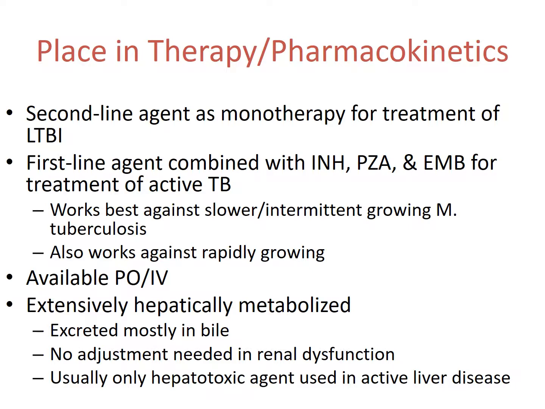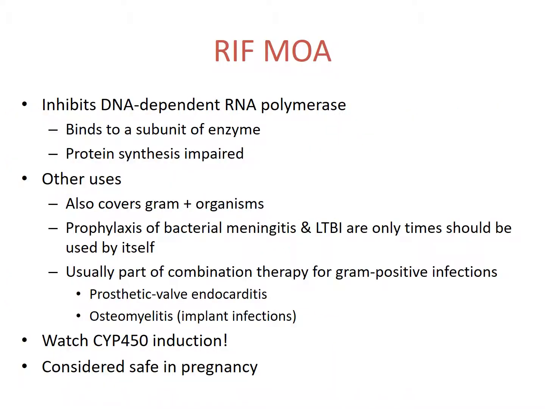The second line agent basically is considered to be rifampin, pyrazinamide, ethambutol for slower intermittent growing, and they're extensively hepatically metabolized, and we don't need any adjustment in dysfunction. So inhibition of DNA-dependent RNA polymerase, they also cover gram-positive organisms, and be very careful because rifampin is a huge inducer of the cytochrome P450 system, and particularly oral contraceptives will fail.